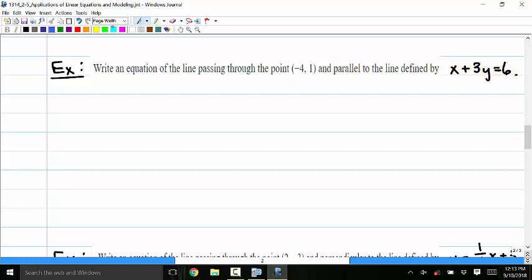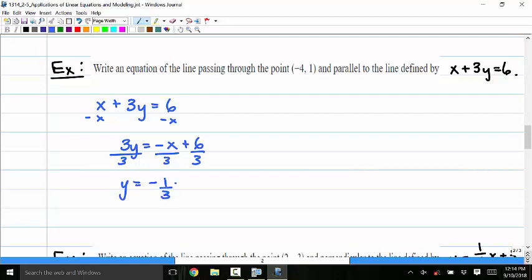Yeah, but before you do that, x + 3y = 6. You need to manipulate it into y = mx + b. So subtract the x's. I get 3y = -x + 6. Divide everything by 3. And I get y = -1/3 x + 2. What is the slope of that line? Negative 1/3. It's the number in front of the x. The slope of this line is negative 1/3.